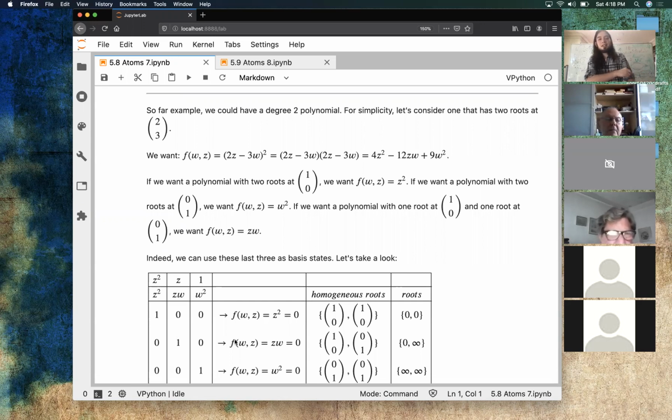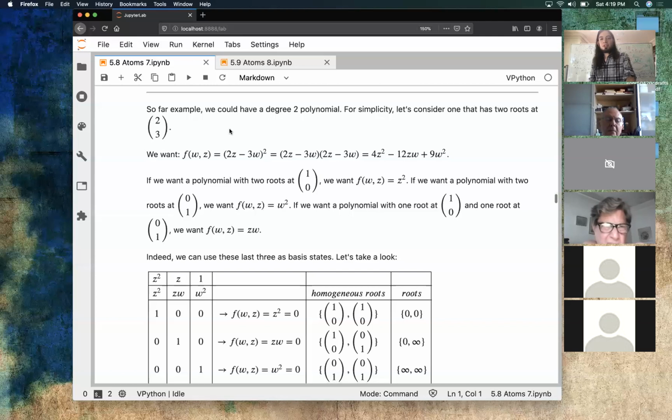So suppose we want a polynomial with two roots at 2, 3. Again, that's not a normalized spinor, but whatever. So you would just do (2z minus 3w) squared. You work it out, and you get this polynomial, 4z squared.